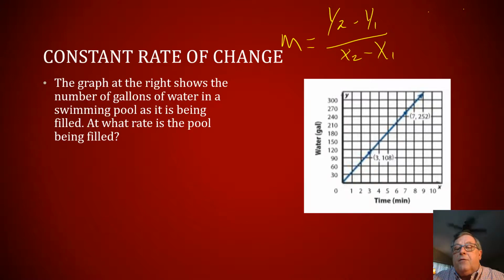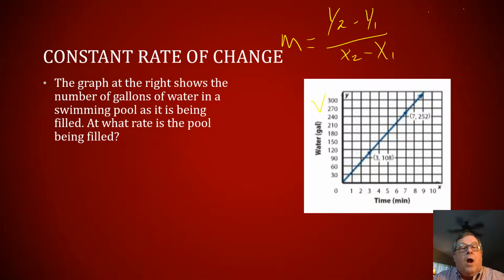Now, a linear function by its definition is going to give us a constant rate of change or a constant slope. And we see from this graph right here that we have a straight line that represents the function of, in this case, the number of gallons of water being put into a swimming pool. So let's tackle the problem itself.